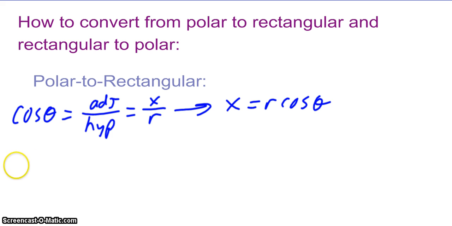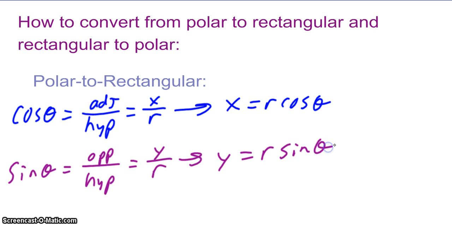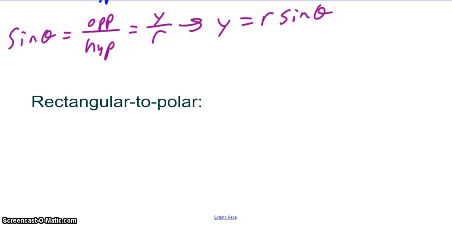And using a similar idea, I know sine of theta equals opposite over hypotenuse, which is y over r. Therefore, y equals r sine theta. So this is how I can convert from polar to rectangular. x is r cosine theta, y is r sine theta. What about going in the other direction?